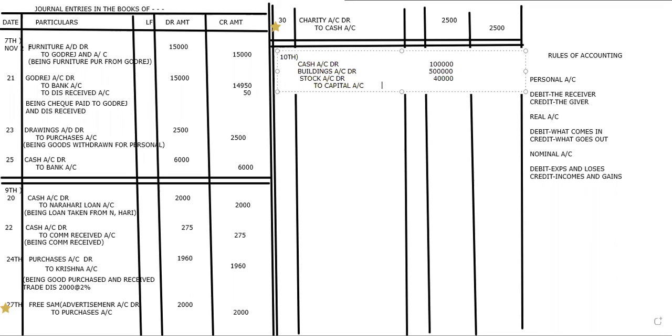Capital account. Okay, every time we write cash to capital, but here apart from these things, he gave all these things, so all these things account debit to capital. So total this much he has given. So what we are going to write: being owner supplied cash and assets. Like this we will write the narration.